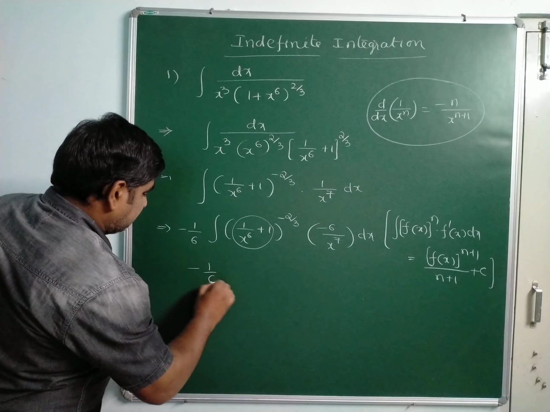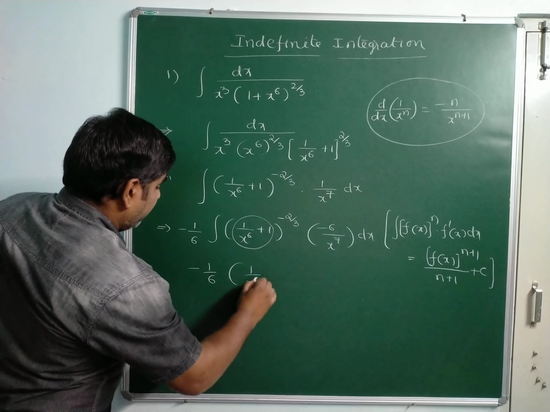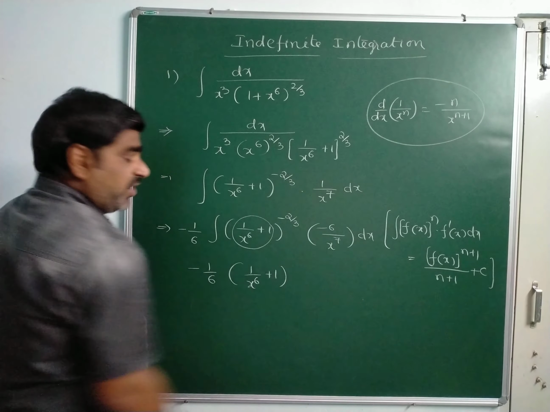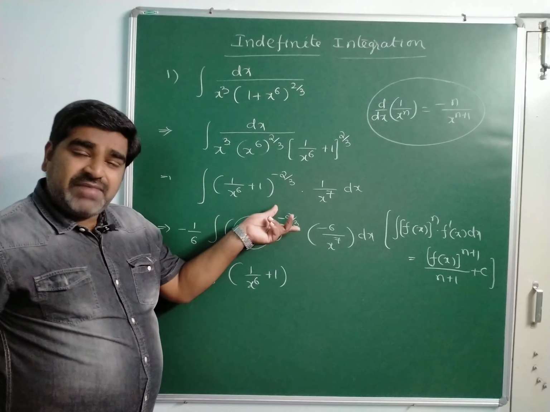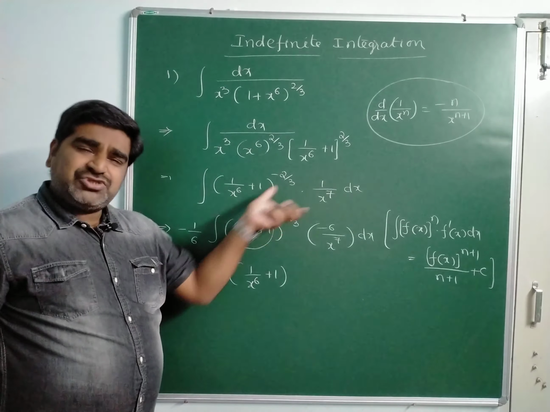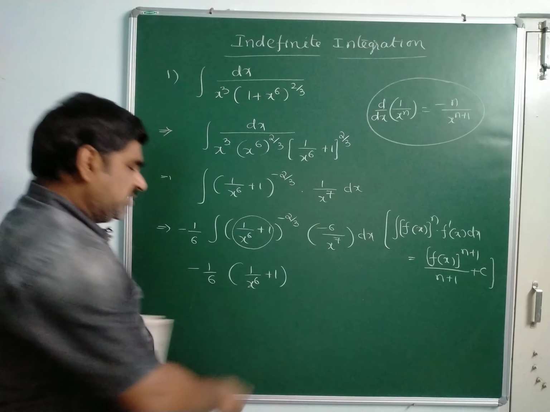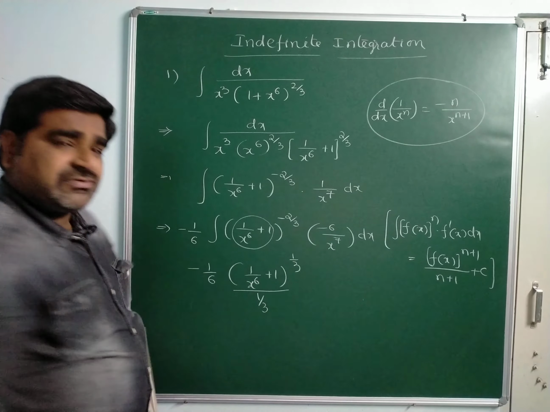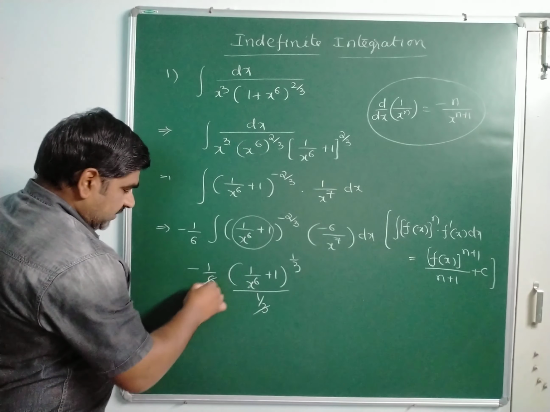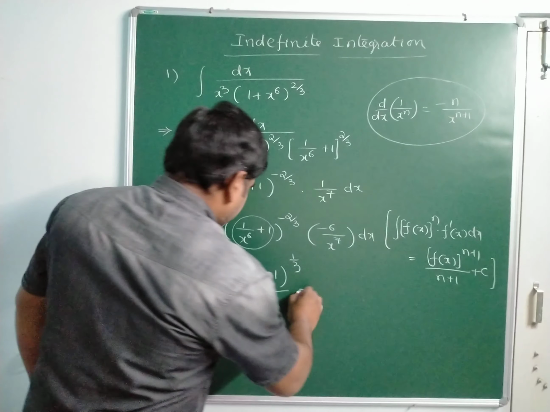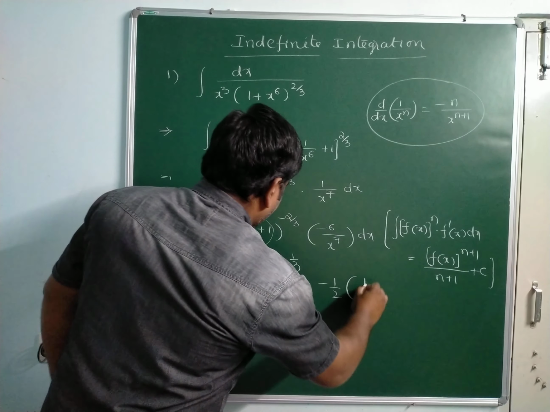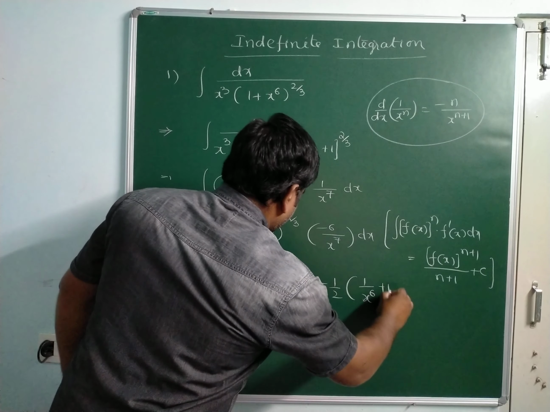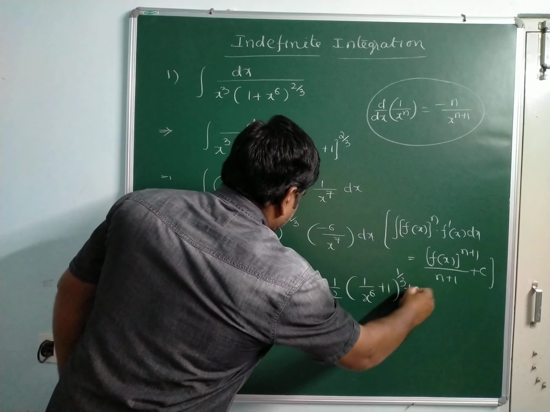So minus 1 by 6 into 1 by x to the power of 6 plus 1, f of x whole to the power of n plus 1 by n plus 1. Minus 2 by 3 plus 1 is 1 by 3. So this 3 cancels 6 two times. The final answer should be like this: minus 1 by 2 into 1 by x to the power of 6 plus 1 whole to the power of 1 by 3 plus c.